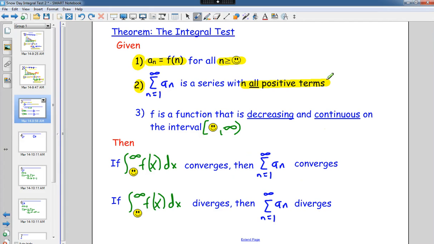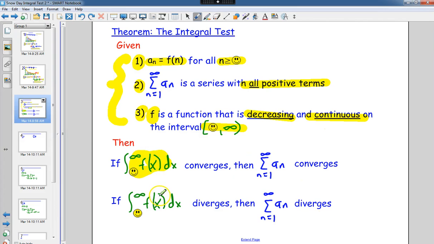If there was, then we would not be allowed to apply the integral test. Then the third condition is that our function f, that is analogous to the general term of our series, must be a function that is both decreasing and continuous on the interval from 1 to infinity. If all three of these conditions are met, then we can apply our integral test.